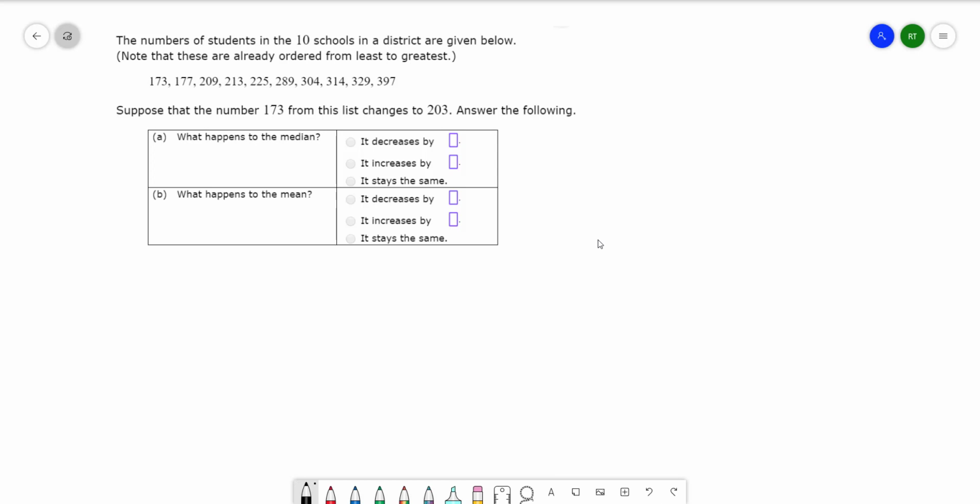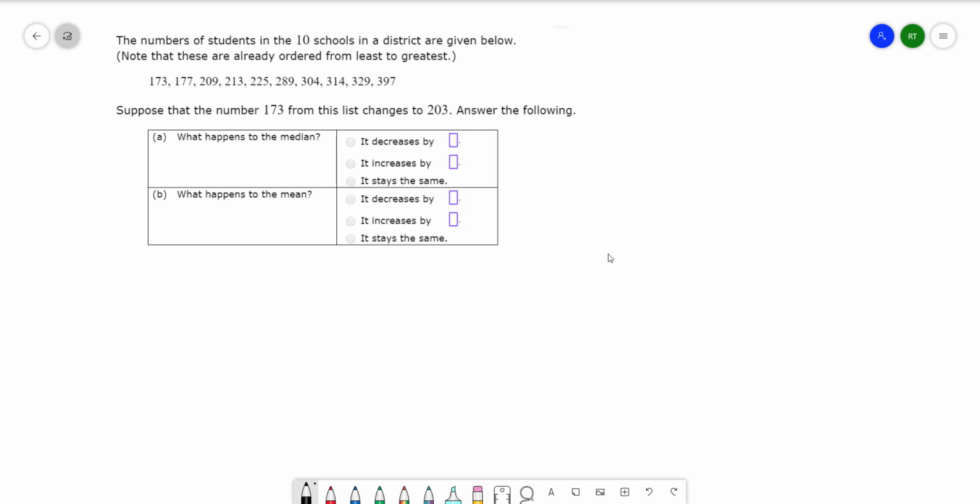This is a review of the topic, how changing a value affects the mean and the median. The number of students in the 10 schools in a district are given below. So we have the numbers 173, 177, all the way up to 397. And I noticed that they're already in order for us.